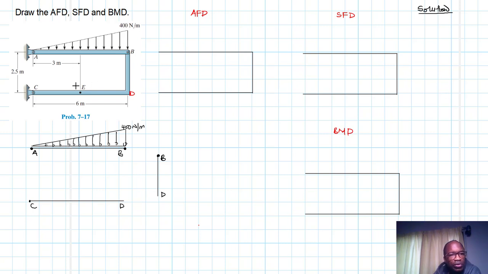We are not going to redo the whole process of redrawing the free body diagram. I'll show you a snapshot of the previous video, and then we are just going to collect the support reactions quickly and replace them on this particular figure and then start drawing, because the whole objective of this video is to draw.